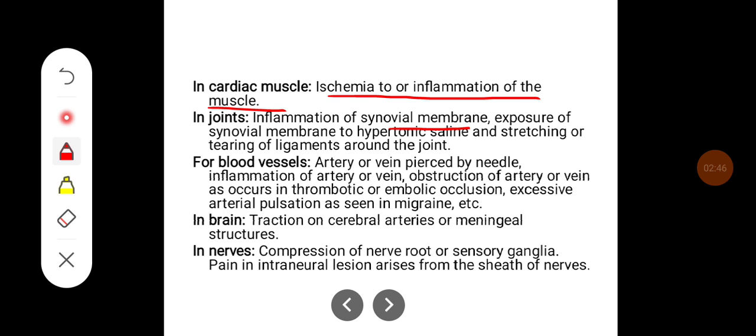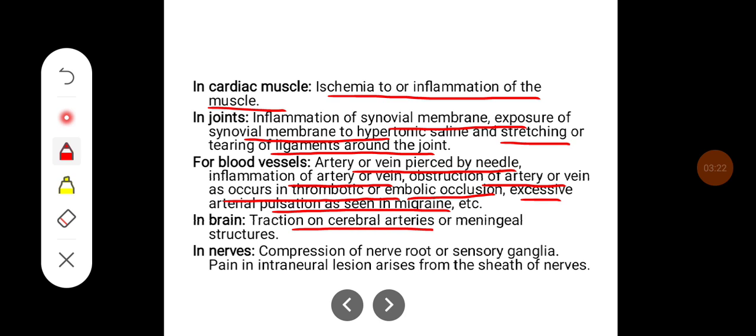In joints, inflammation of the synovial membrane, exposure of the synovial membrane to hypotonic solution and stretching or tearing of ligaments around the joint can lead to pain sensation. For blood vessels, an artery or vein pierced by a needle, inflammation of the artery or vein, obstruction of an artery or vein as occurs in thrombotic or embolic occlusion, and excessive arterial pulsation such as is seen in migraine can lead to pain in the blood vessels. In the brain, traction of the cerebral arteries or meningeal structures can lead to pain. In nerves, compression of the nerve root or sensory ganglia, and intraneural lesions arising from the sheath of nerves can lead to pain sensation in the nerve.